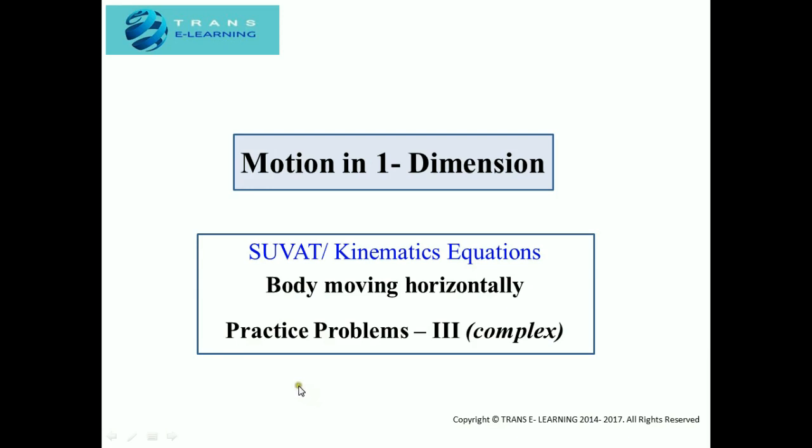Today we'll be discussing practice problems related to SUVAT or kinematic equations for a body moving horizontally. So let's see what all questions we'll be covering in this video.